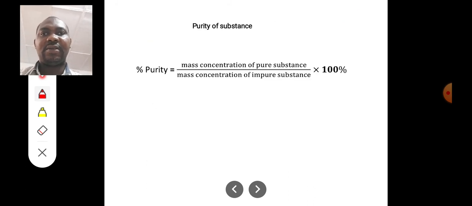Now that leads us to the next topic, purity of substance. Here percentage purity is equal to mass concentration of pure substance all over mass concentration of impure substance, multiplied by 100%.